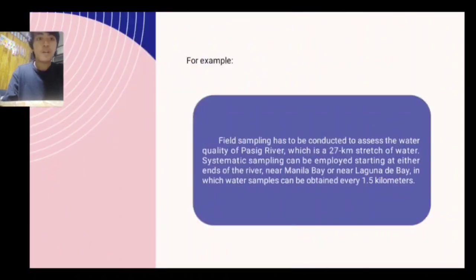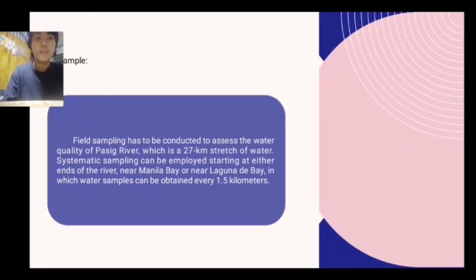For example, field sampling has to be conducted to assess the water quality of Pasig River, which is a 27-kilometer stretch of water. Systematic sampling can be employed starting at either end of the river, near Manila Bay or near Laguna de Bay, in which water samples can be obtained every 1.5 kilometers.